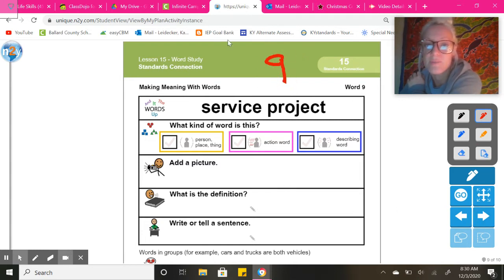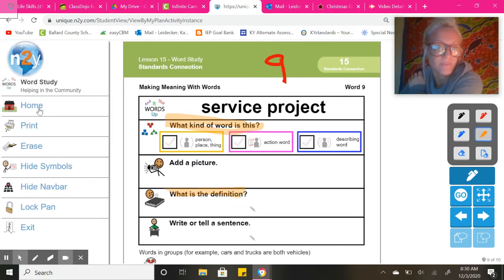All right. So you should be all the way up to service project. You just have to do what kind of word it is and the definition. That's it. Those 2 things.